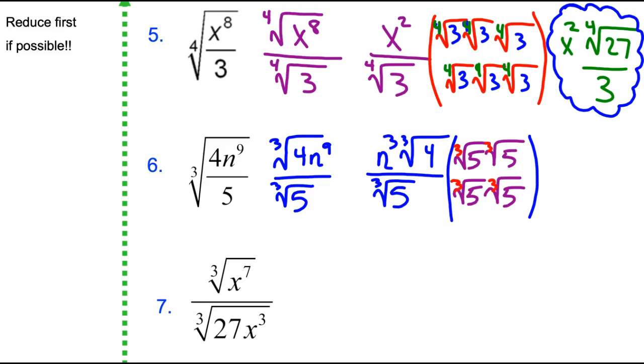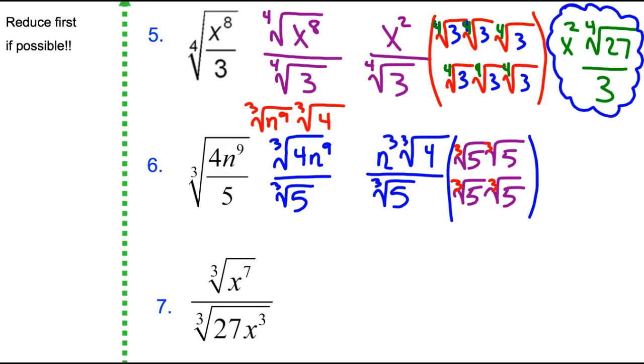Why do you take the n out? Because this is like perfect cube stuff, not perfect cube stuff, right? So the 4, no, there's no factor of 4 that's a perfect cube, but the n to the 9th is all perfect cube stuff, right? You can factor it apart, yep.